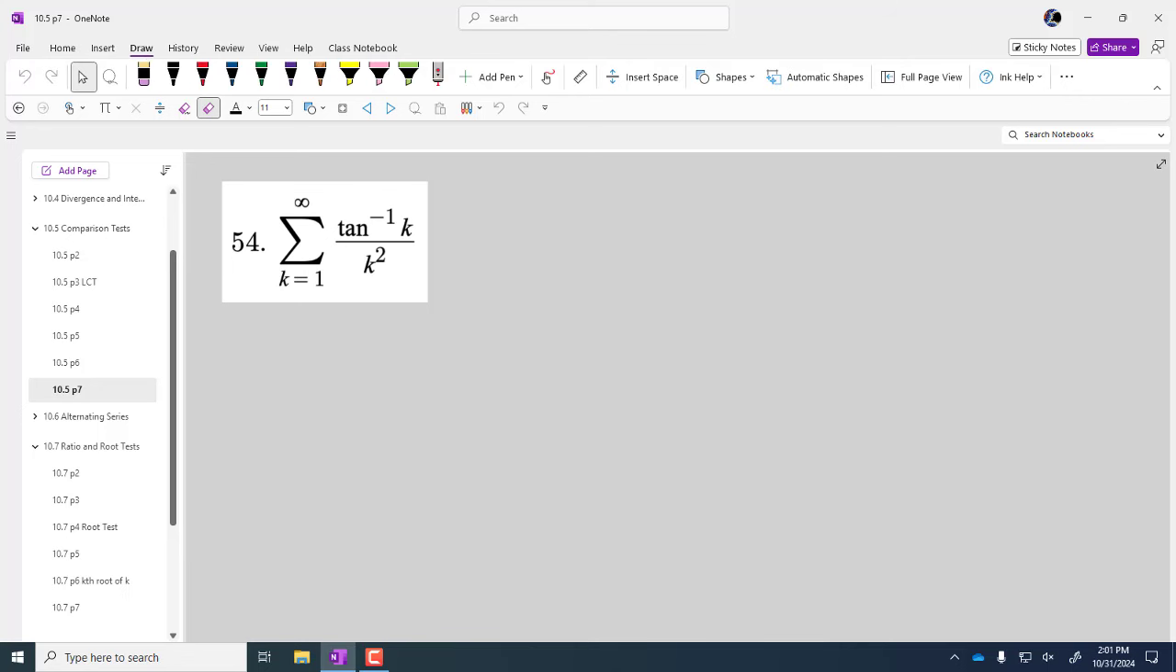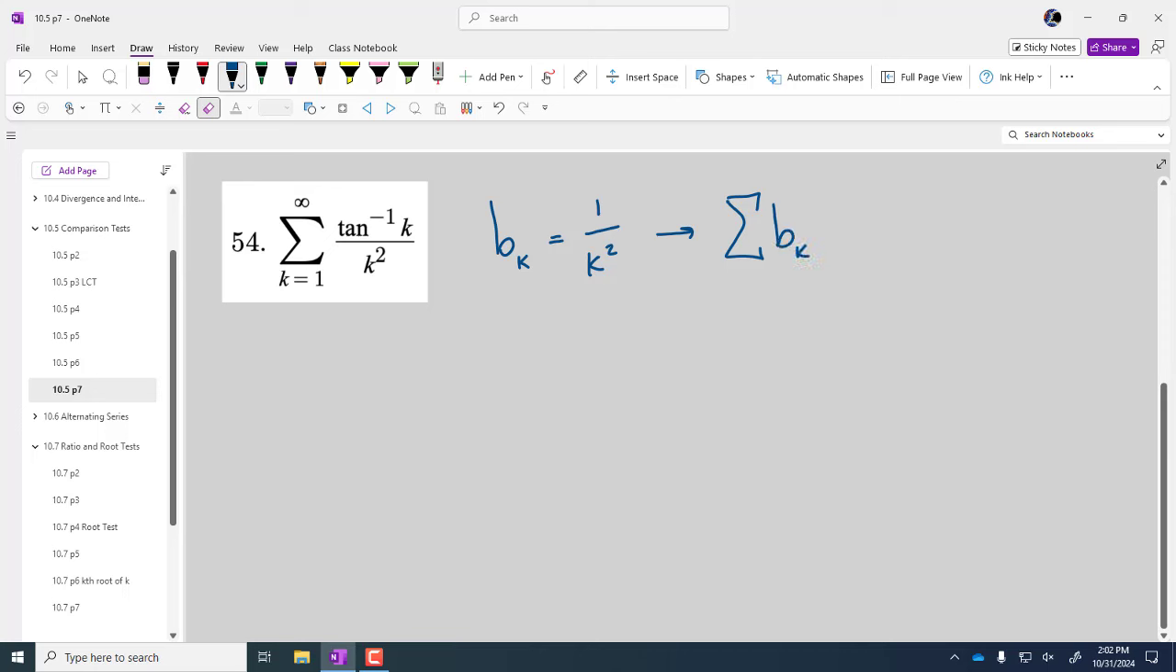Whenever we do the comparison test, we want to create a b sub k, and there's a pretty natural b sub k to choose. What do you think we're going to choose for our b sub k? 1 over k squared. If we choose b sub k equal 1 over k squared, does the b sub k series converge or diverge? It converges because p equals 2, which is bigger than 1.